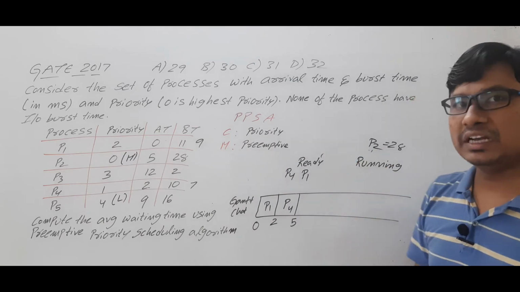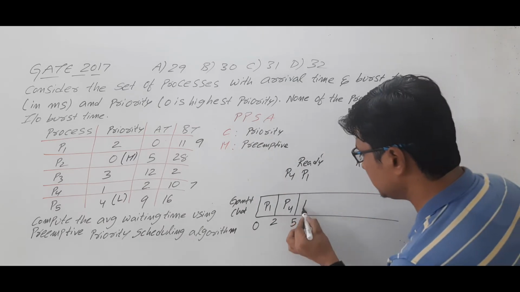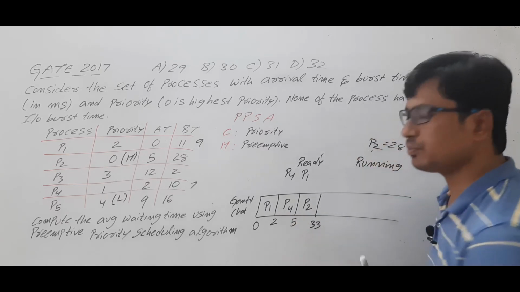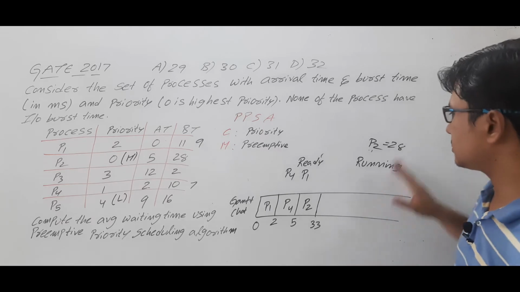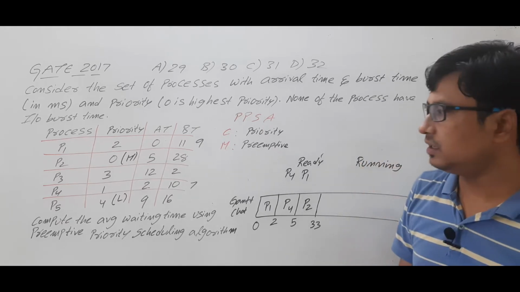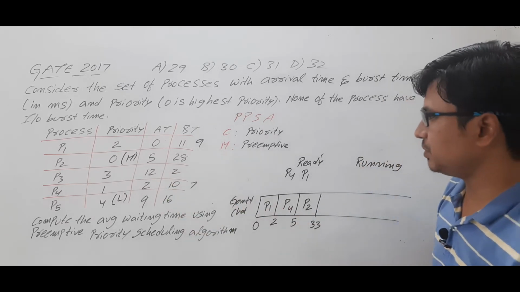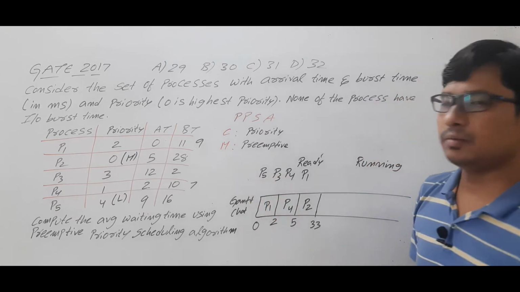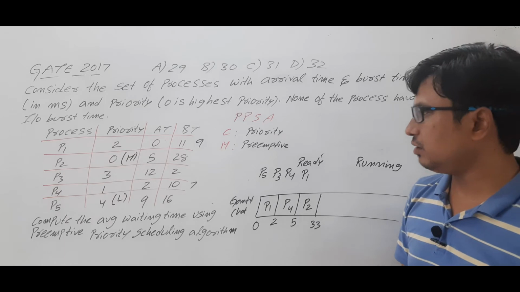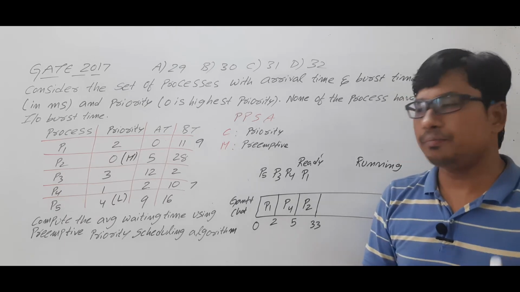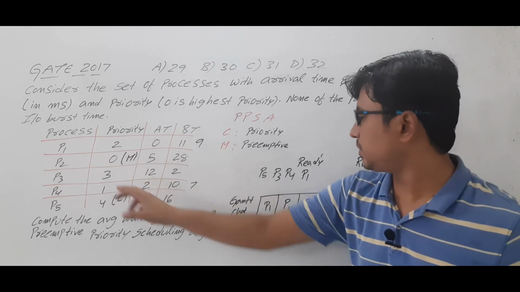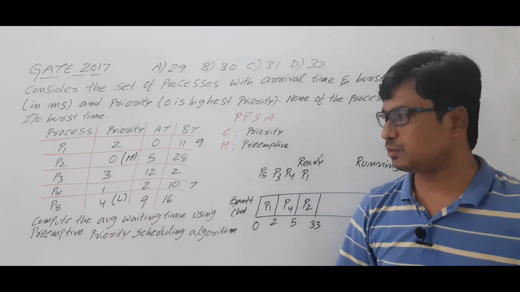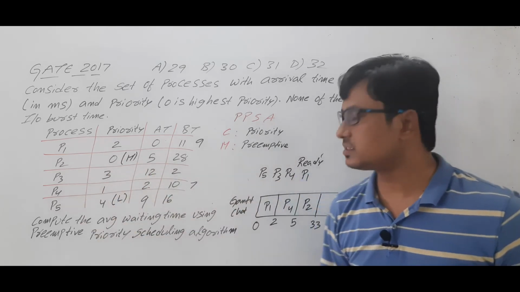So P2 will complete its task for 28 units of time. At 33 units of time, process P2 will complete its task and go to the terminated state. By the time, processes P3 and P5 have come to the ready state. Now, if you look at the priority, the next highest priority is P4, because after 0, P4 has the priority 1. So, P4 has the highest priority.